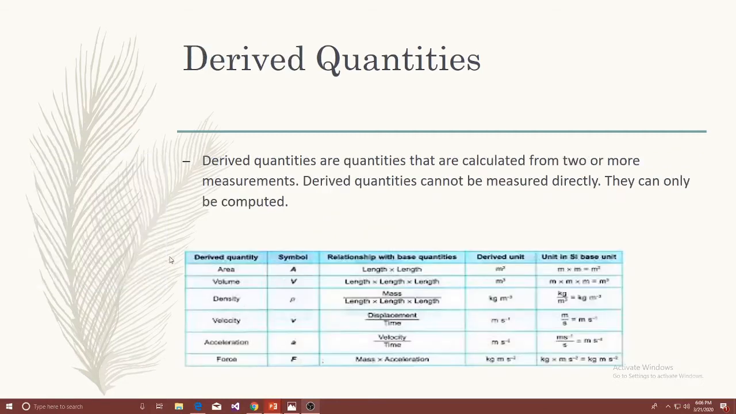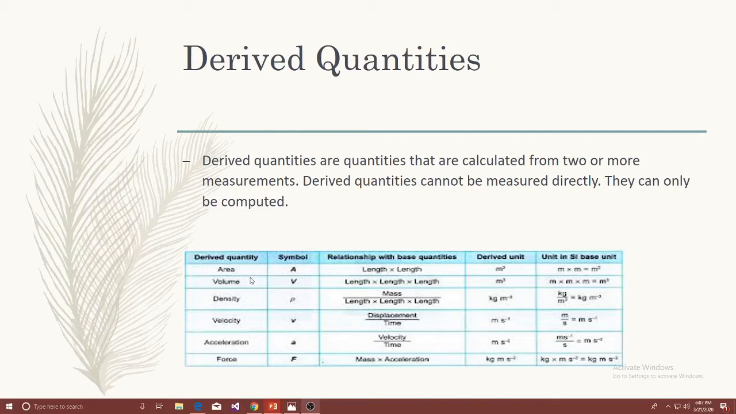Now what are derived quantities? Derived quantities are quantities that are calculated from 2 or more measurements. Derived quantities cannot be measured directly. They can only be computed, which means they need a proper equation. No instrument can measure them because they need a proper equation.